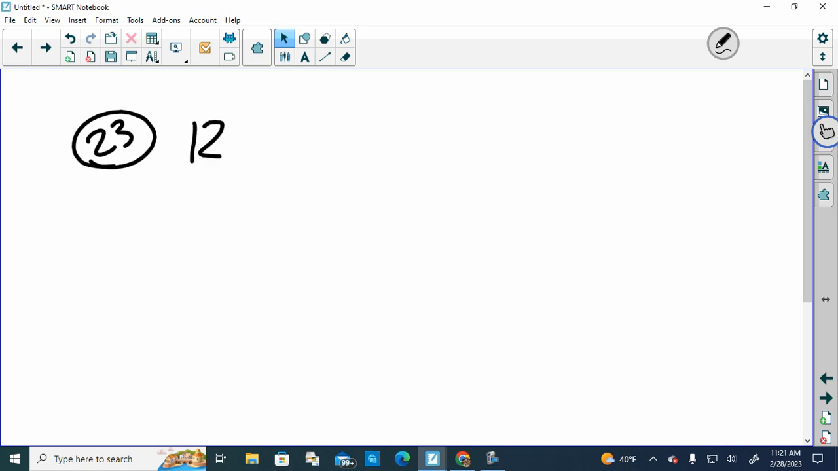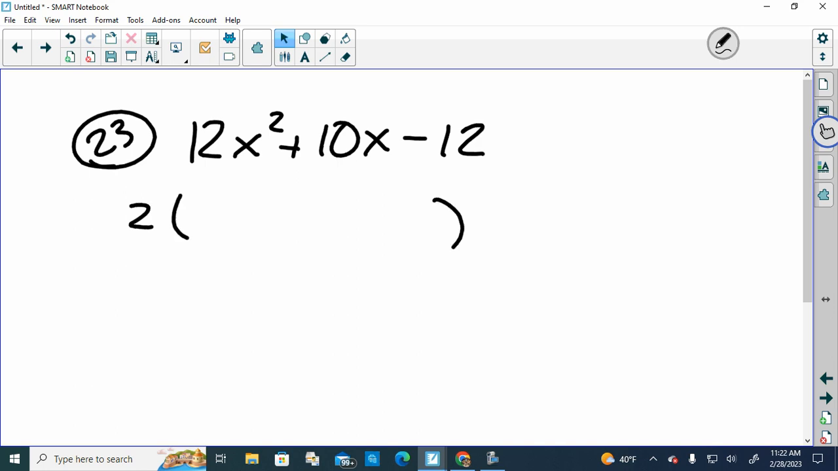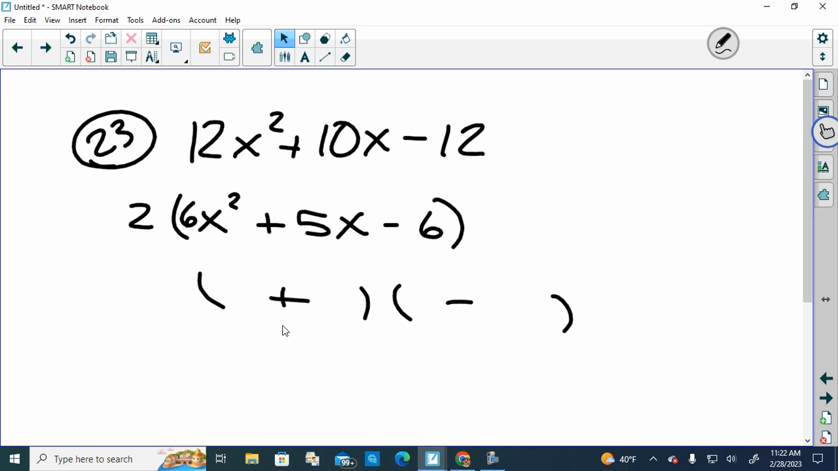So we have 12x squared plus 10x minus 1. Okay, what's my largest number? 2. Can I take out any variables? No, because they don't all have variables. Okay, so I'm going to write this left. So I have 6x to the second plus 5x minus 6. Okay, what are my signs going to be in the two parentheses? Positive and negative.